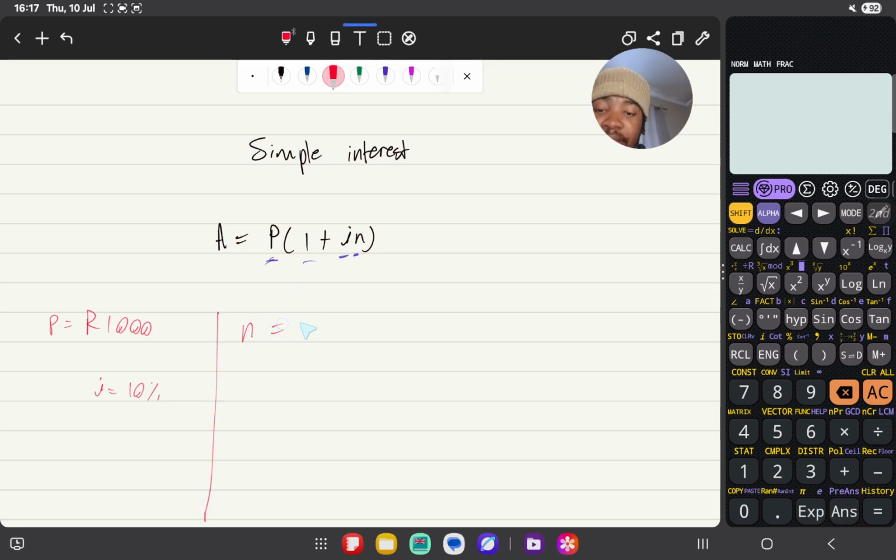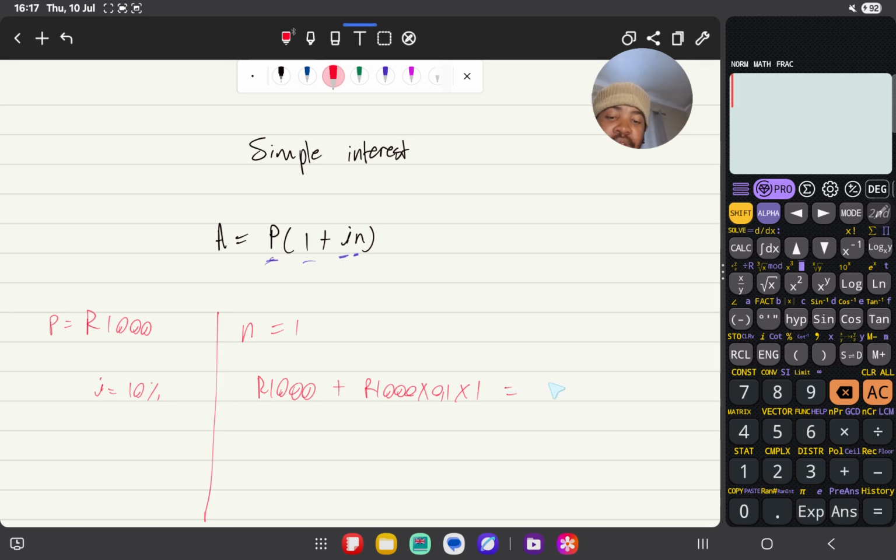So n equals 1, right? So you're only investing it for a year. That means you're going to get, how much are you going to get? It will be 1,000 rand, the one you invested, plus the interest which you're going to get, which is 1,000 rand multiplied by 10%, which is 0.1, multiplied by 1 because you're just investing it for 1 year, right?